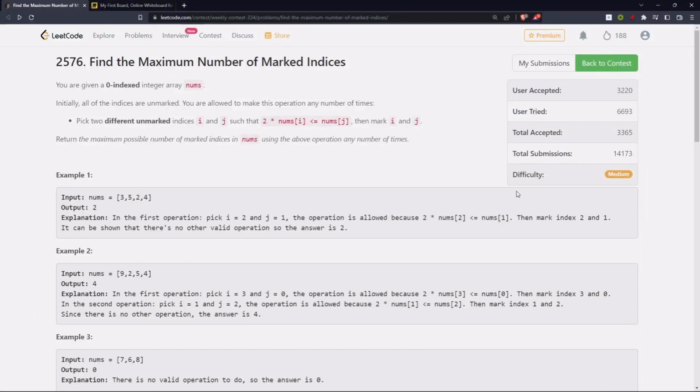Hello everyone. Let's solve the third problem from weekly contest 334, that is, find the maximum number of marked indices. You are given a zero-indexed integer array nums. Initially, all of the indices are unmarked. You are allowed to make this operation any number of times.